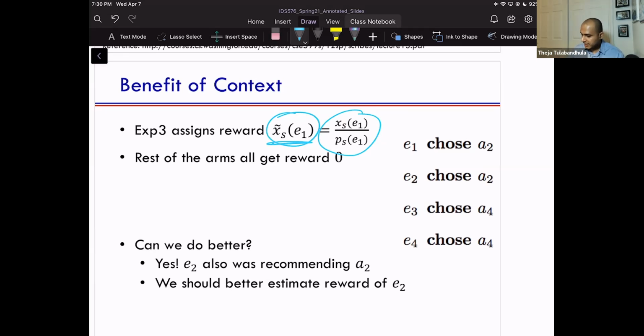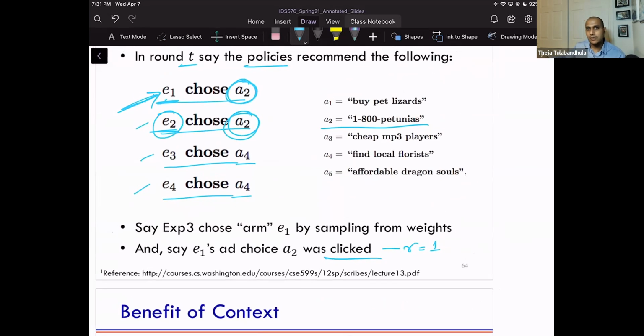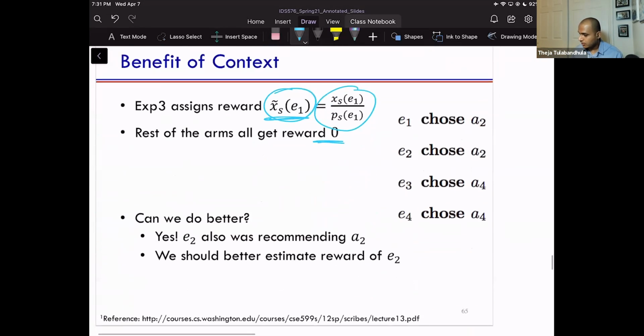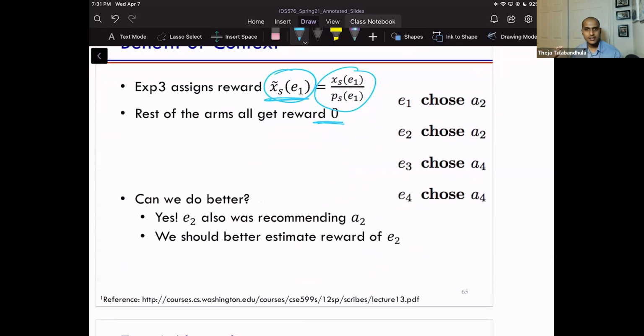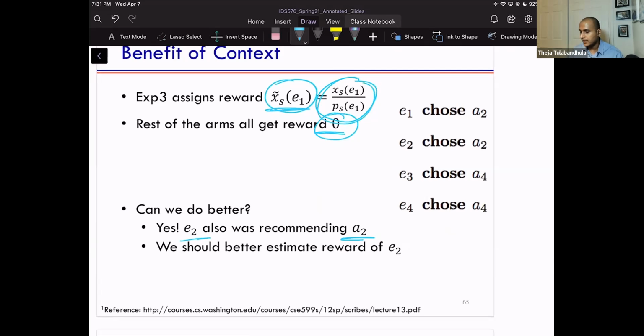Naively applied, EXP3 would say that for all of the other policies the reward should be 0, because they are unrelated to this. But clearly, even if you had picked policy E2, it would have suggested the same action, and therefore you might have gotten the same reward, the same click, right? So the idea with contextual bandit solution strategies is this generalization. E2 was also recommending A2, so let's say that E2's reward is not 0, but actually the same as E1's. So you improve the assigned reward, which is not 0 for E2, and then continue to play EXP3.